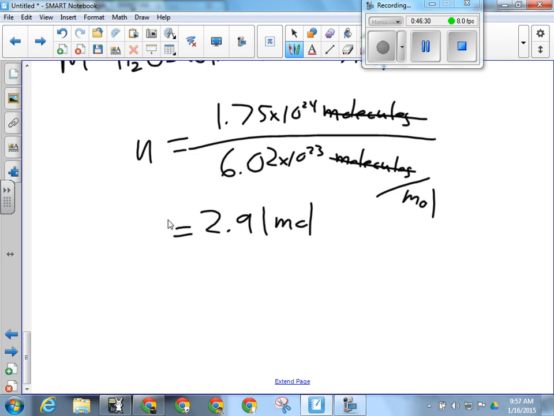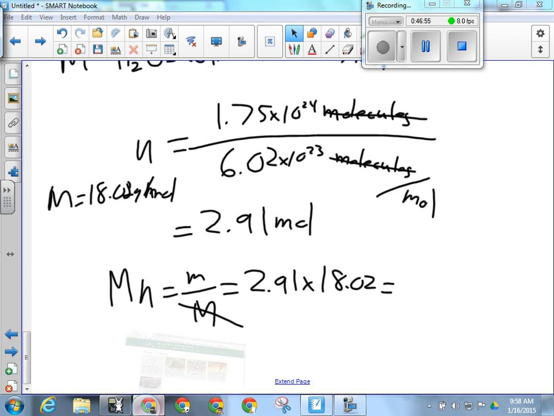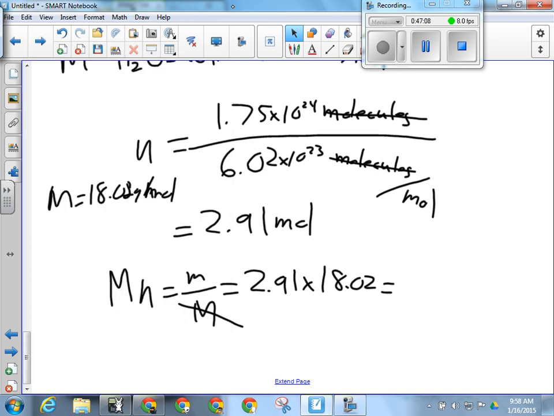So I know 2.91 moles, and I know the molar mass, because we calculated it earlier, is 18.02 grams per mole. Now n equals little m over big M. Do the same manipulation we did on the last question. Multiply both sides by molar mass. So we'll have 2.91 times 18.02. All right, so we're looking at 52.4 grams of water.